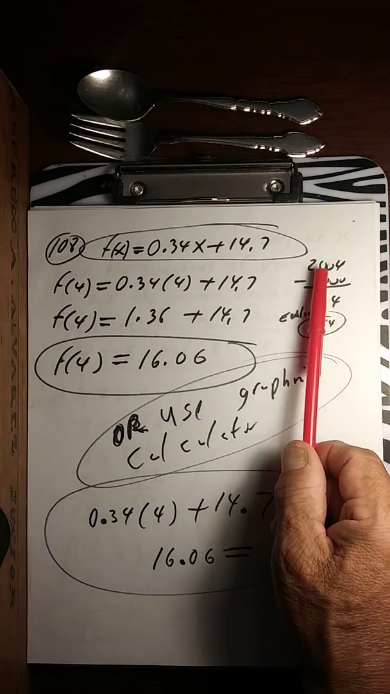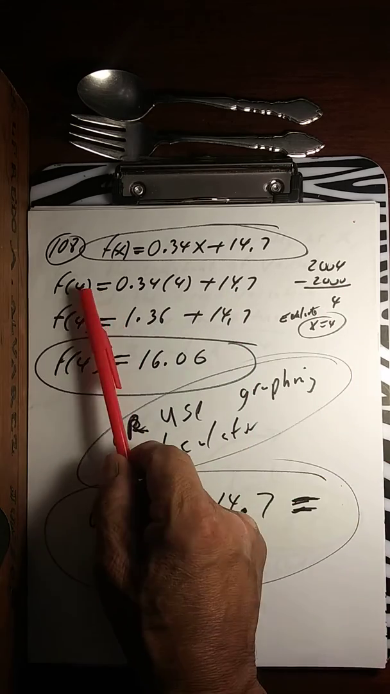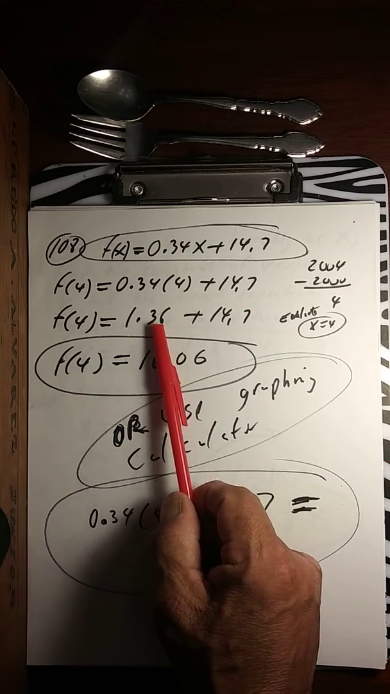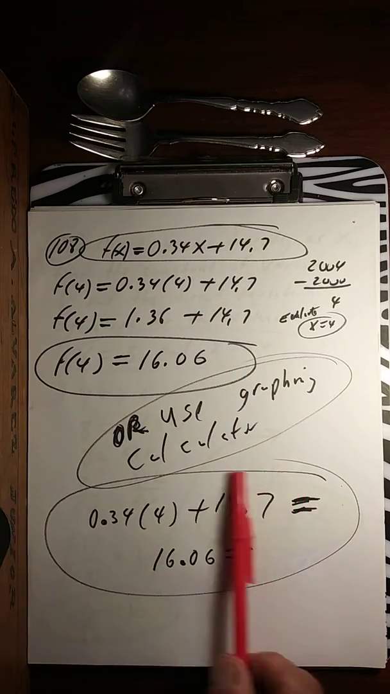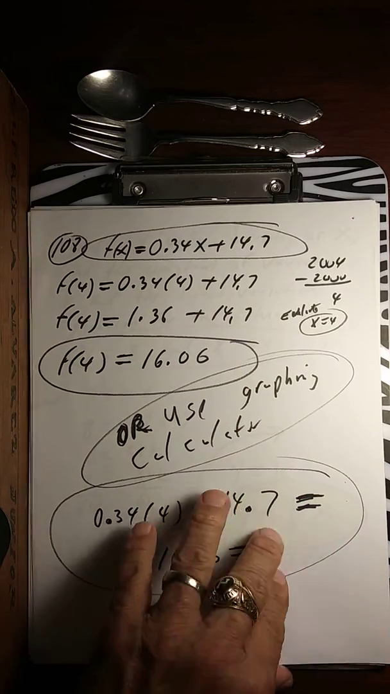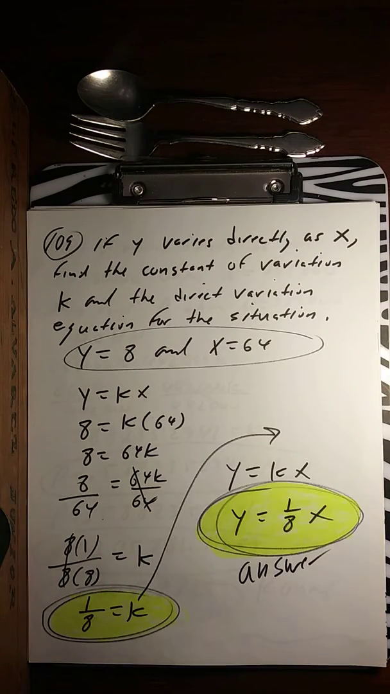Find f of 2, or 4 minus that is 4. Let's find f of 4. So that turns out as 1.36 and 14.7, add them together, you get 16. Or put it in the calculator all at one time. Use your TI-83/84.